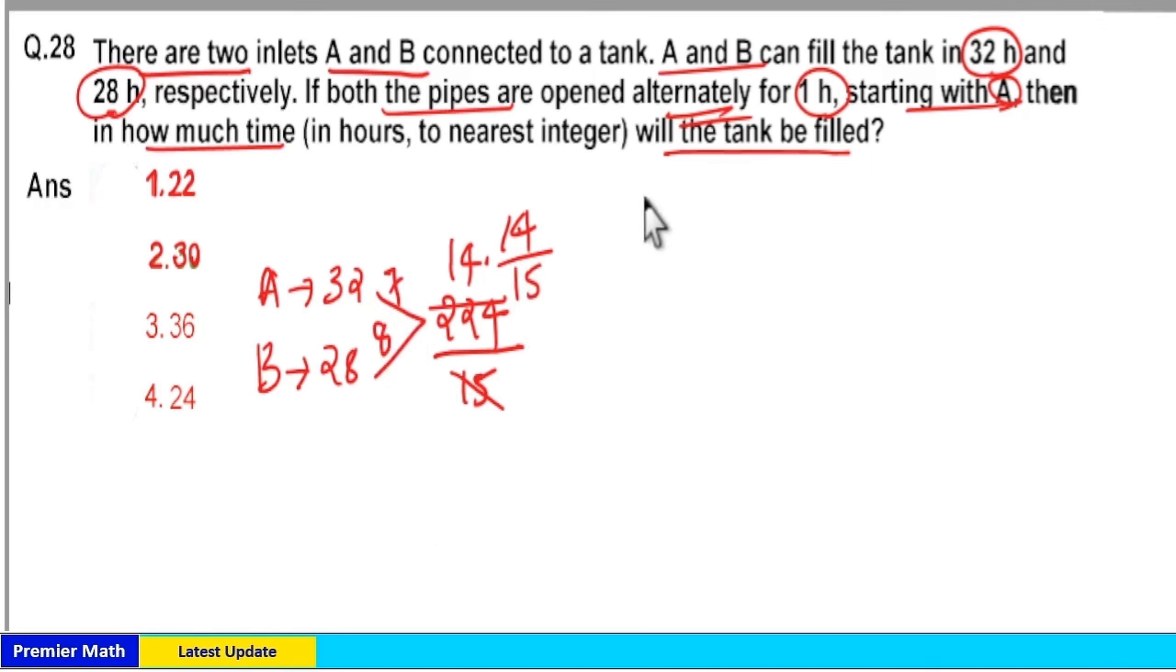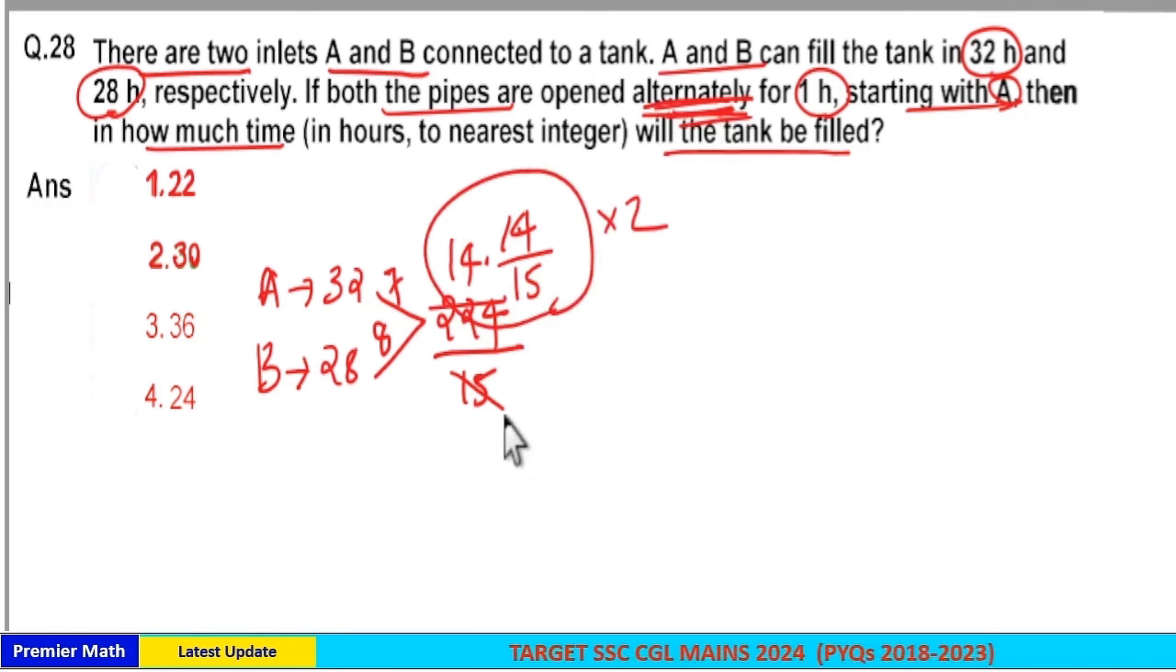Now, question clearly says A and B opened alternatively for 1 hour. Now, together A and B take 14 and 14 by 15 time to fill this 224 unit. Then alternatively, they take double of this time. Double of this time, which is equal to 14 into 2, 28, plus 14 by 15 into 2, which is less than 2 hours, which is equal to option 2, that is less than 30 hours.